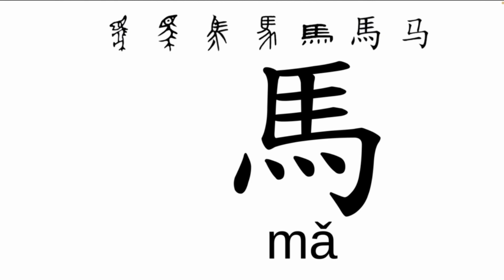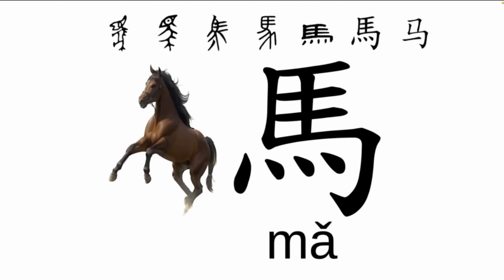Now, let's introduce the character ma. This character has evolved from a very realistic pictograph. We can see that the four dots represent the four legs of the horse, while the middle part represents the body of the horse. The upper horizontal stroke represents the head of the horse. In the middle, there are clear depictions of the horse's neck and mane.